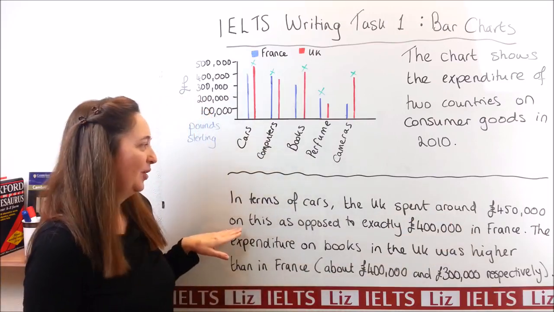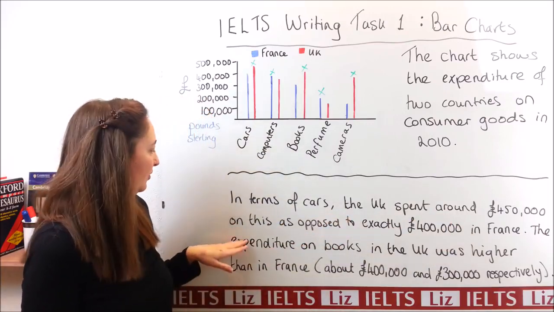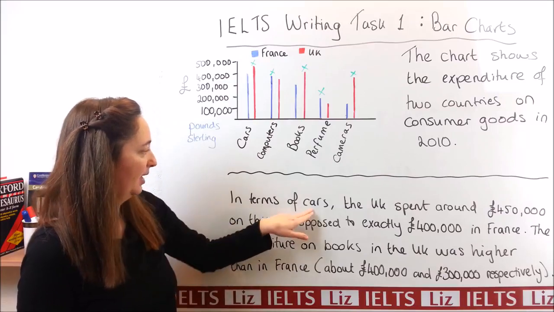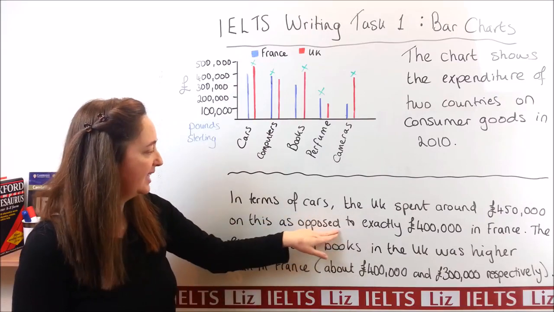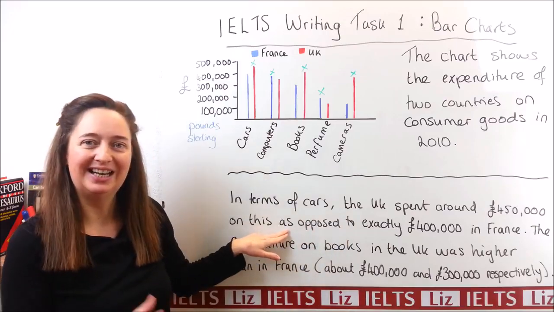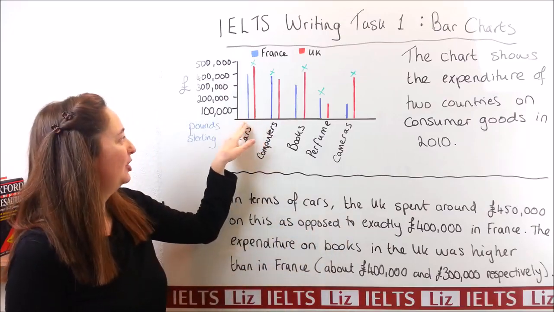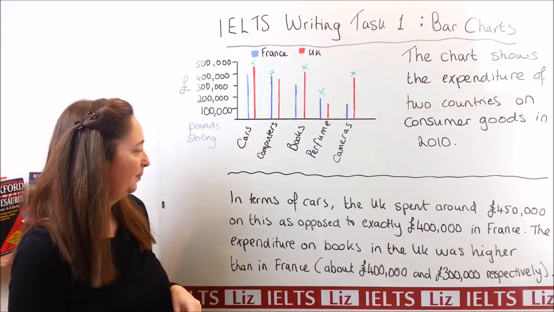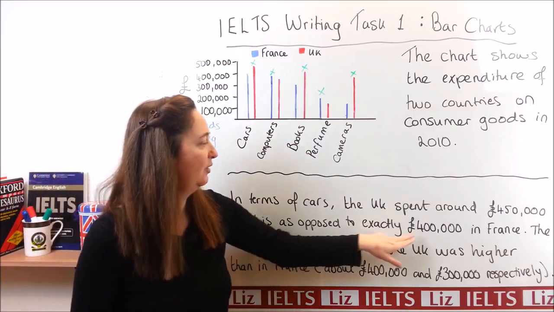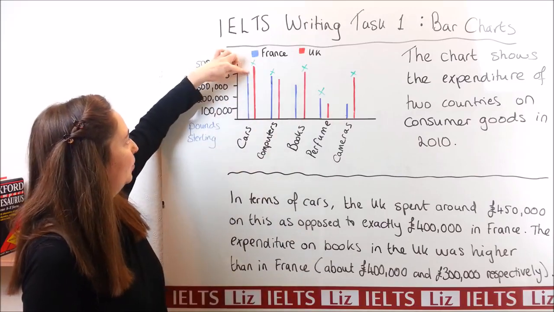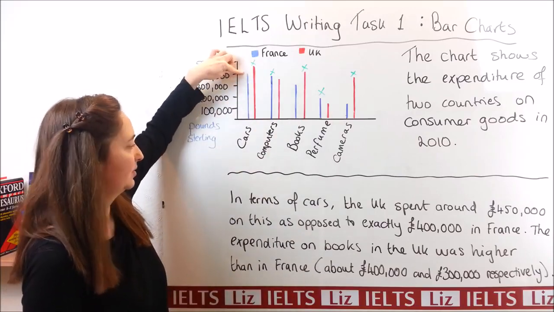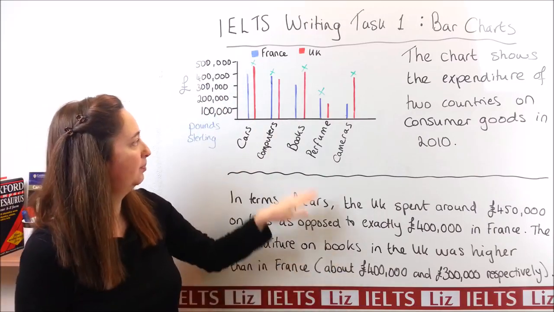But we can see that it was around £450,000. So they spent around £450,000 on this, that means cars, as opposed to, this is a very nice linker to connect the information about France and England, as opposed to exactly £400,000 in France. And you can see here we've got £400,000. Then we move on to books.